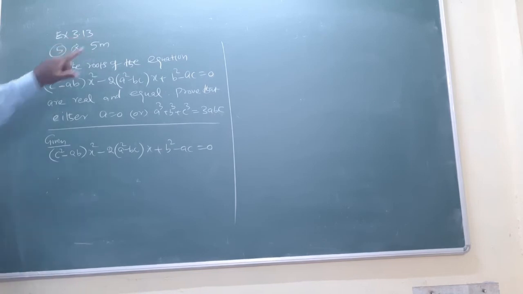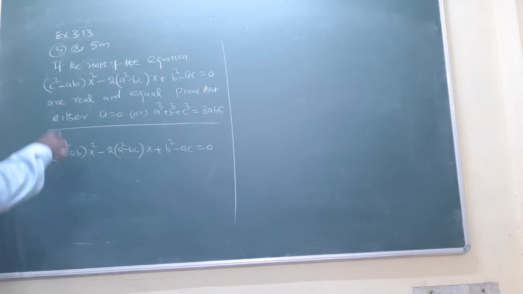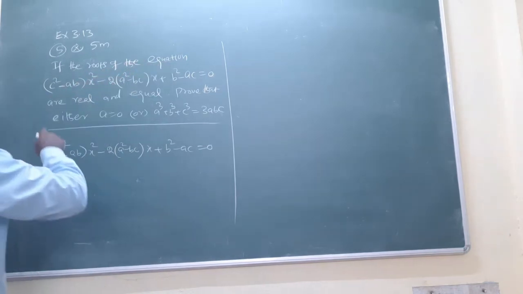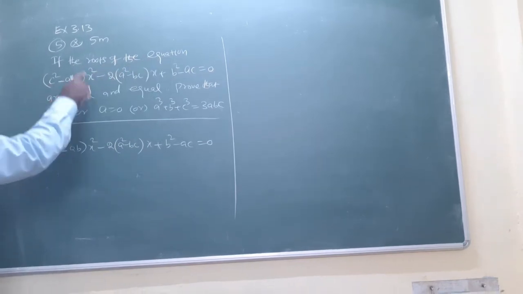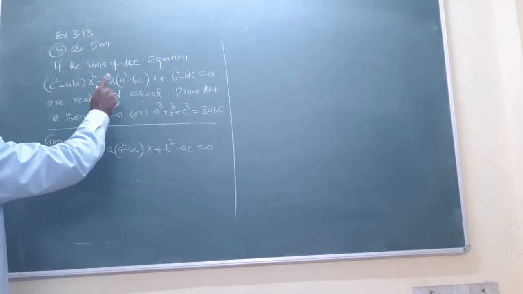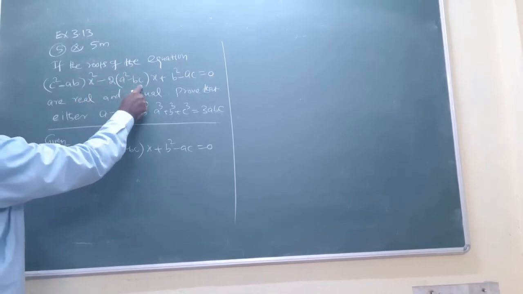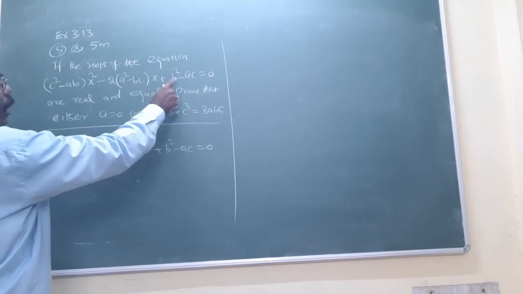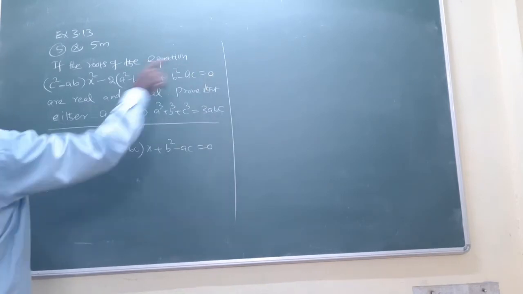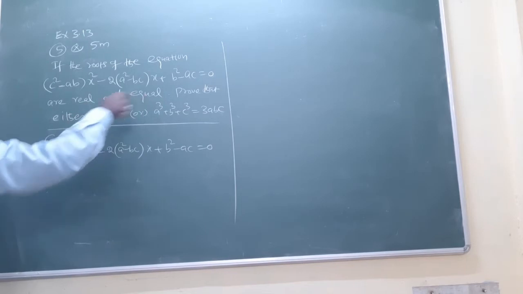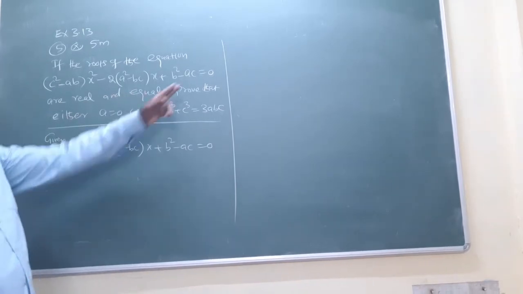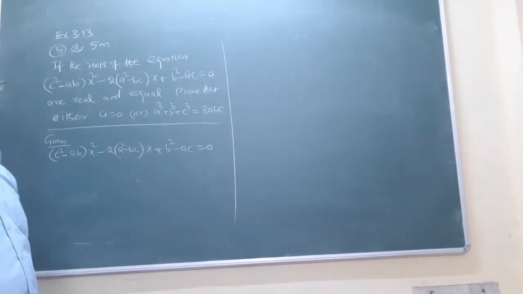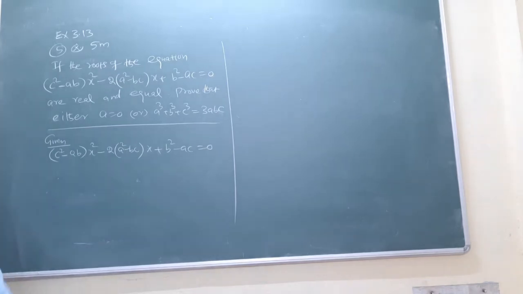Next, exercise 3.13, fifth question. This is also the final question. If the roots of the equation (c square minus ab) x square minus 2(a square minus bc) x plus (b square minus ac) equal to 0 are real and equal, this is a condition given. Prove that a is equal to 0 or a cube plus b cube plus c cube is equal to 3abc. That is the given equation.